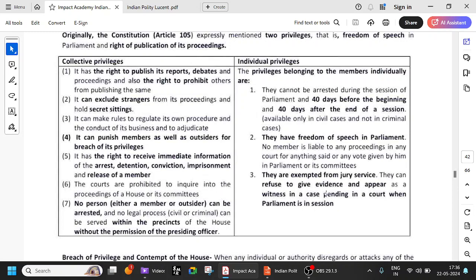So when a parliament is going on, you cannot call an MP or someone to give evidence. Okay. So these are the collective privileges and the individual privileges which they have in the parliament.